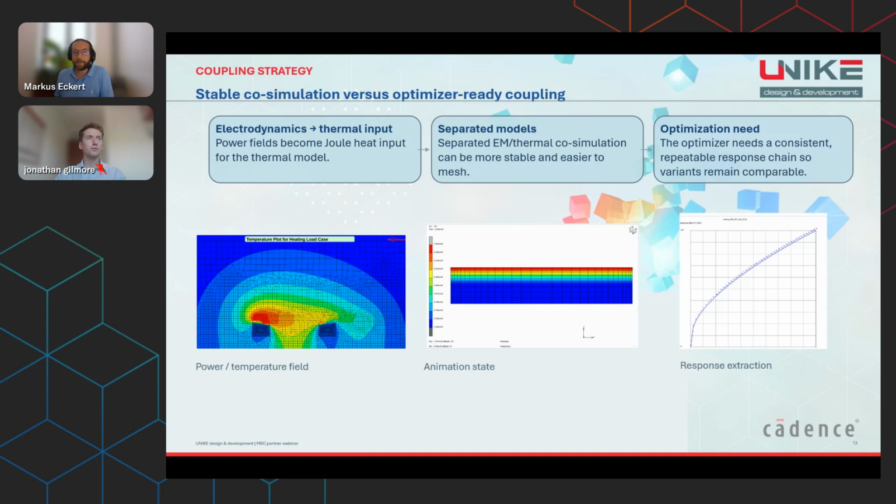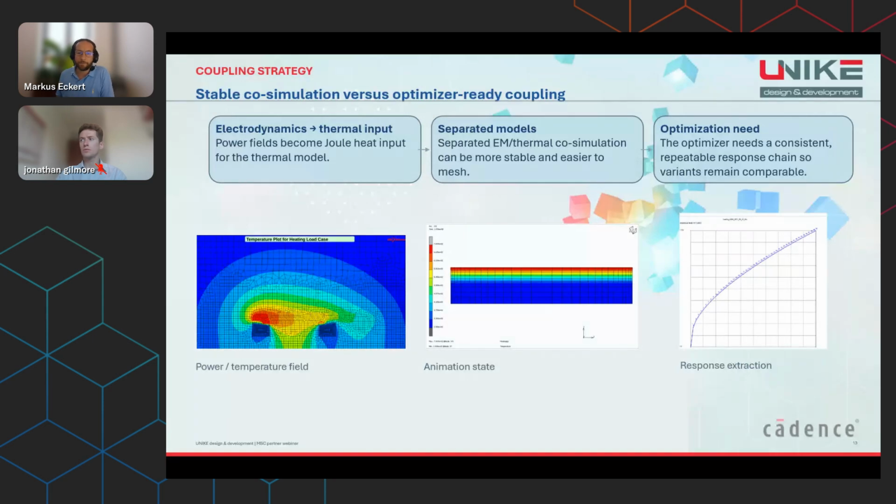In coupled simulations, there is always a compromise between physical detail, numerical stability, and automation. A separated electromagnetic-thermal coupling can often be more robust because geometry, mesh, and time steps remain easier to control. For optimization, however, there is an additional requirement. Every variant must be evaluated consistently and repeatedly.